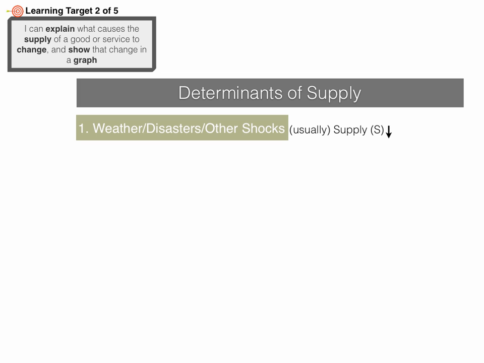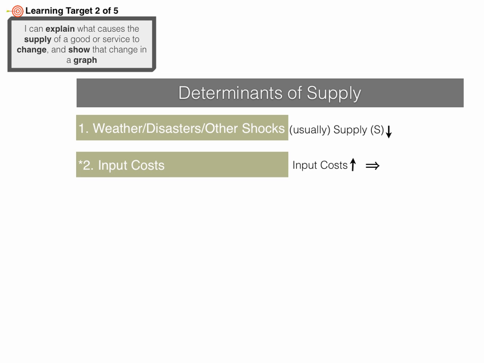These types of things usually decrease the supply of a product, but maybe something happens that increases the supply. Maybe it's an unusually good growing season for wheat, and the supply of wheat is higher than normal on the market. Second determinant of supply, input costs. This is a big one, and I have it starred. Inputs, those resources, the factors of production that go into making something. If input costs go up, for example, or the price of resources go up, then supply is going to go down as a result of that.